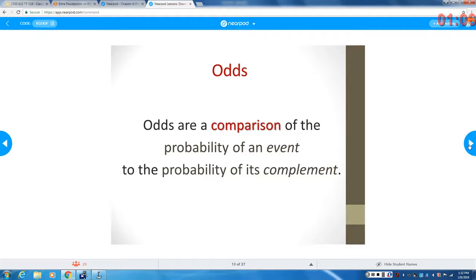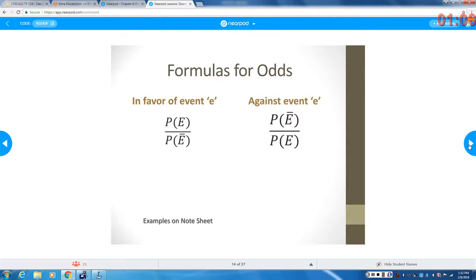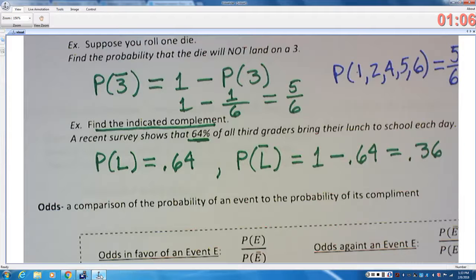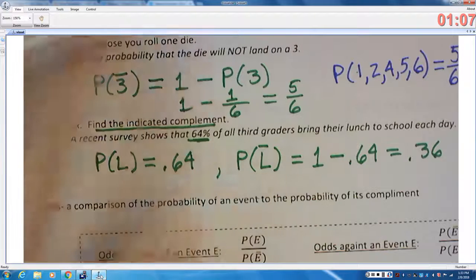All right, so maybe you've heard of odds. Odds are a comparison of the probability of an event to the probability of its complement. So on your paper, you've got some ways that you can find formulas for odds. Odds in favor of event E is the probability of event E divided by the probability of E complement. Odds against an event E is going to be probability of event E complement divided by probability of E. And we're going to do some examples. So here's some examples.